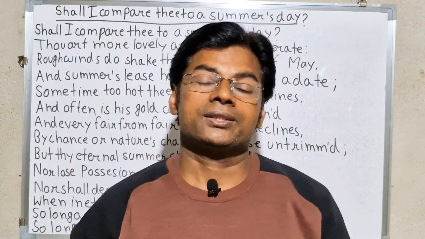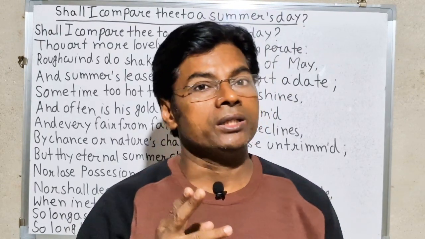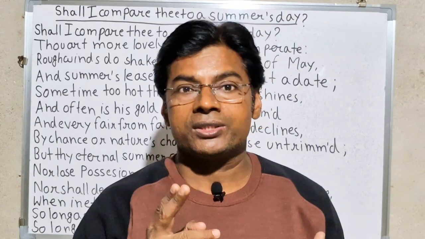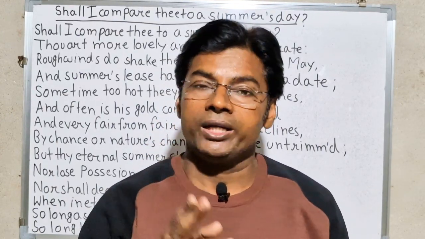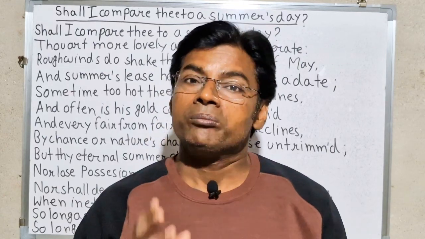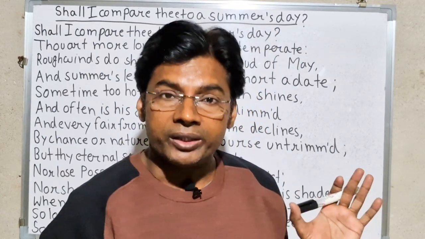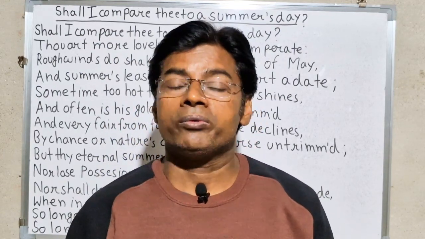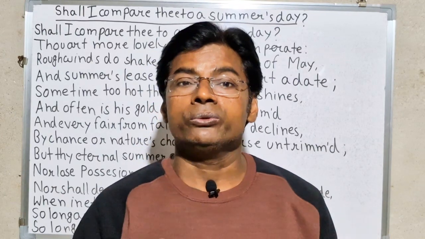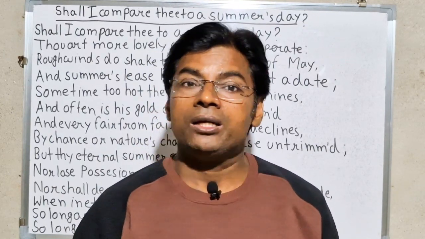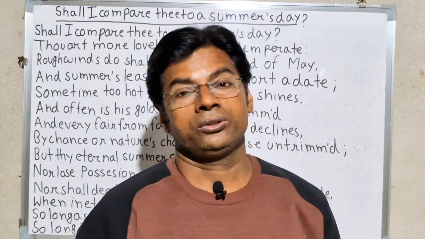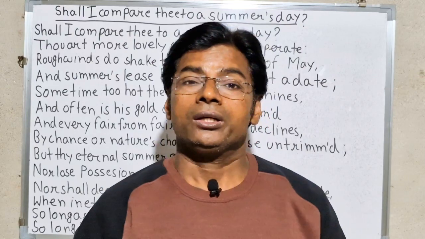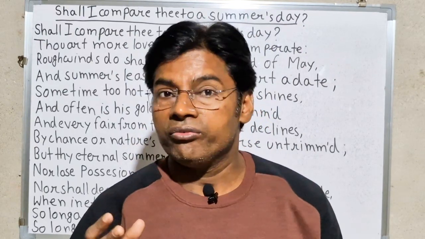So since this is sonnet number 18, it means this sonnet is dedicated or addressed to Mr. W.H., Mr. William Herbert. Here in this very particular sonnet, Shakespeare is glorifying the beauty of that male youth, that fair youth. Shakespeare was, we can say, in love with him.